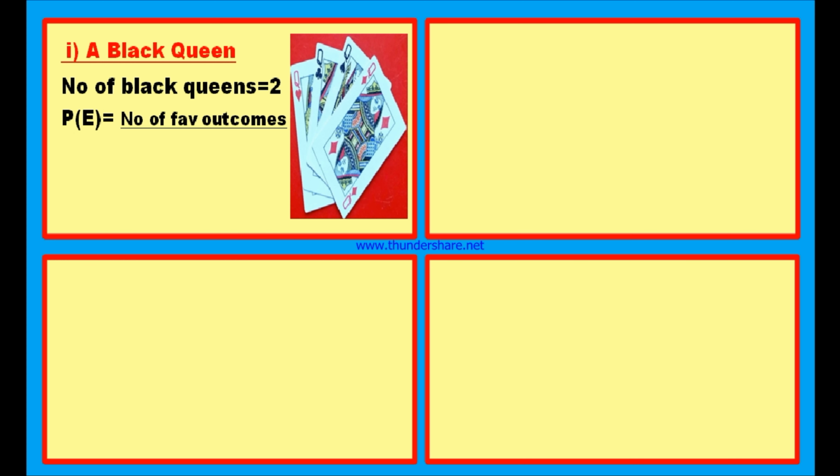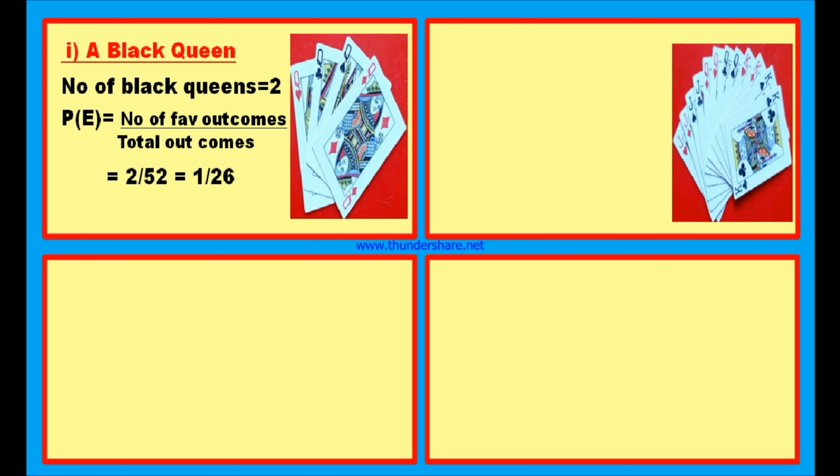Therefore, to find the probability of an event, it is the number of favorable outcomes by the total number of outcomes. Here, favorable outcomes means the number of black queens, that is 2, by total number of outcomes, which means the total number of cards in a deck, that is 52. Therefore, 2 by 52 is equal to, after simplification, 1 by 26. Look at the second question. In the second question, here we are given all face cards.